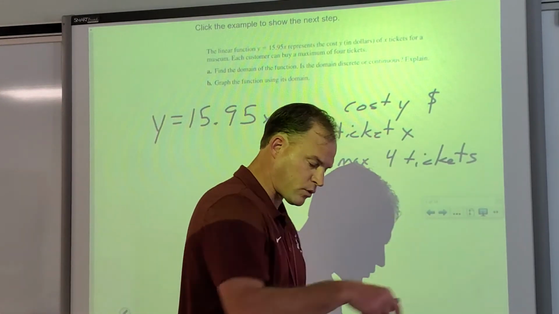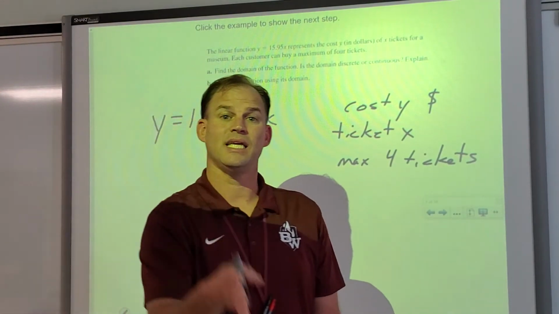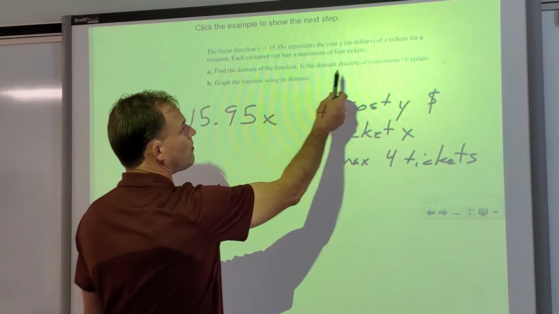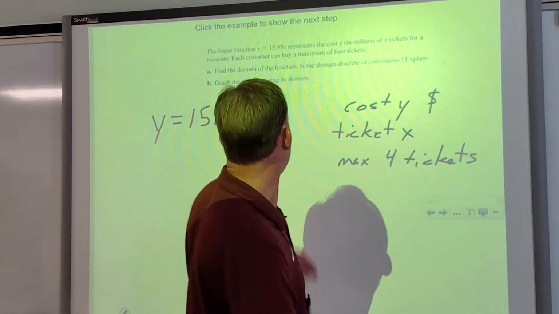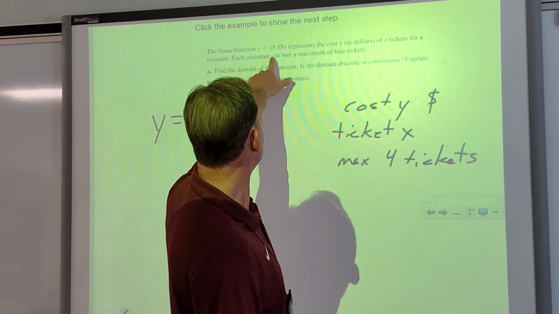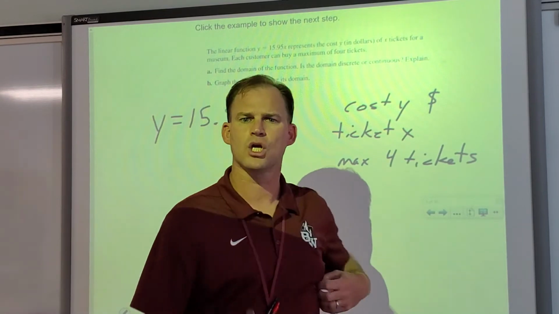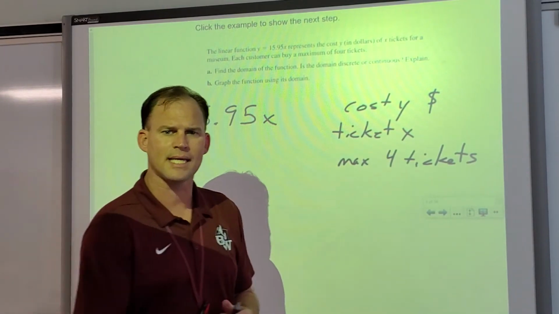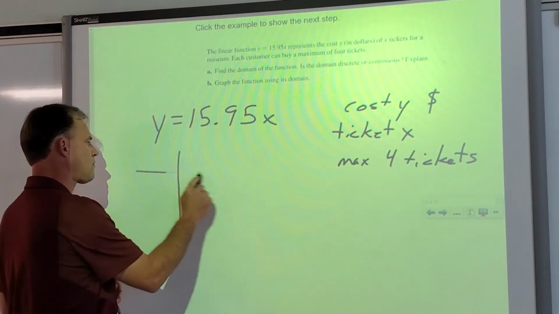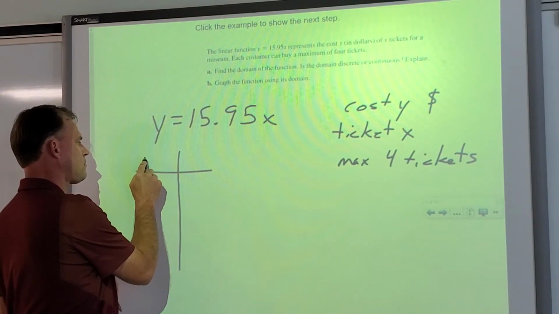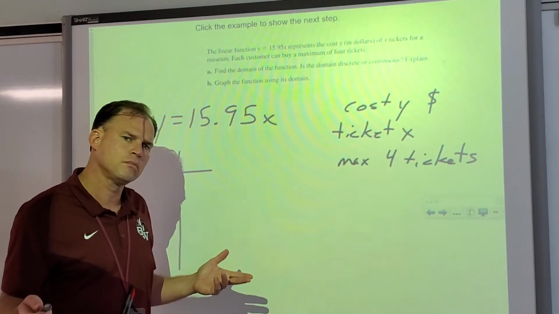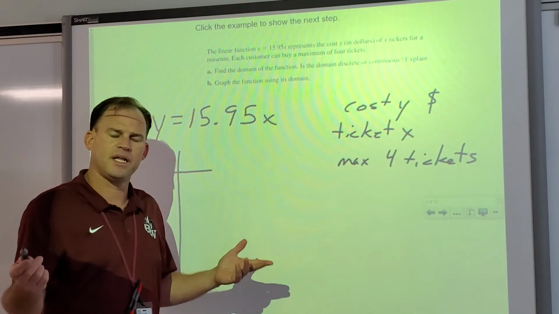So, refresh your memory from yesterday. Domain is the inputs, domain is the X's, all right? Is the domain discrete or continuous? So first off, it says find the domain of the function. Well, each customer can buy a maximum of 4 tickets. So what values, how many tickets can you buy? Well, if it's a maximum of 4, how many can you buy?